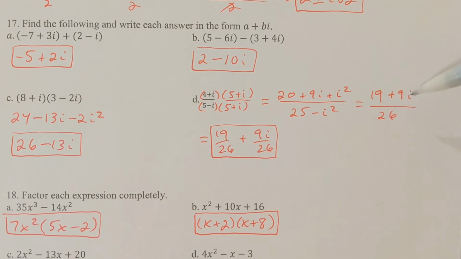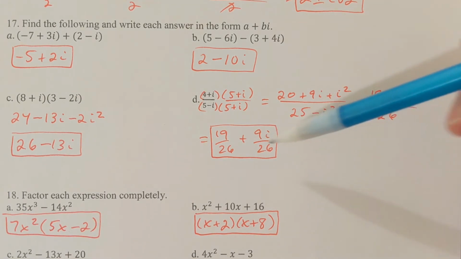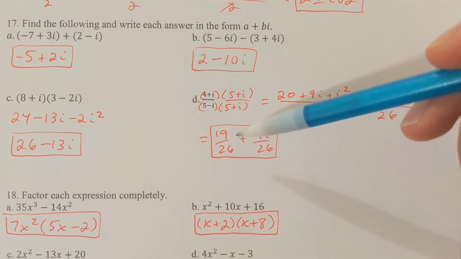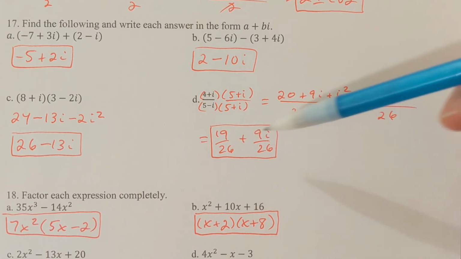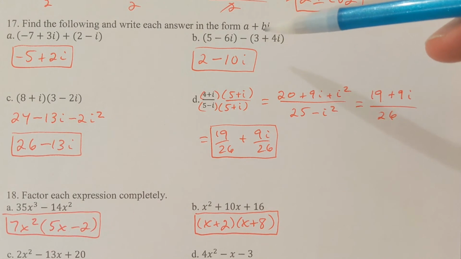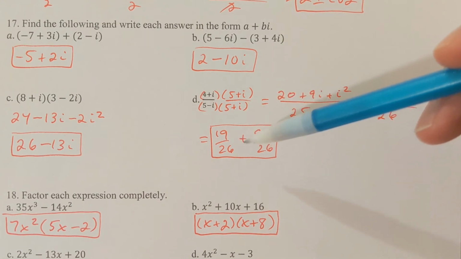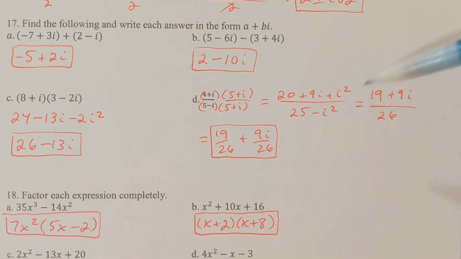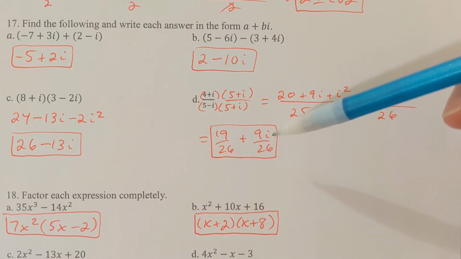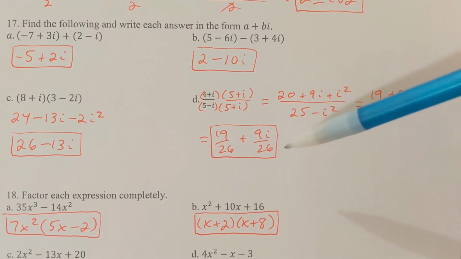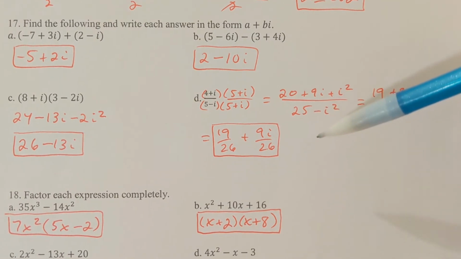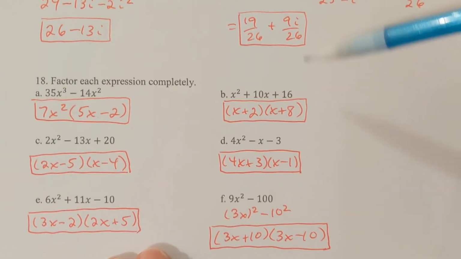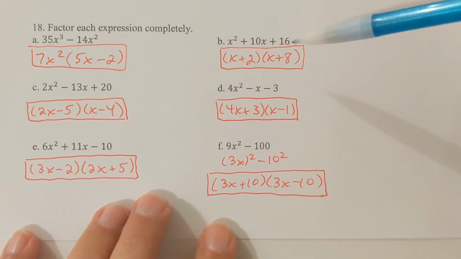And at this point, I would recommend taking it a step further and splitting that so that you're in the form a plus b times i. 19 over 26 plus 9i divided by 26. Okay, and neither one of those cancel.